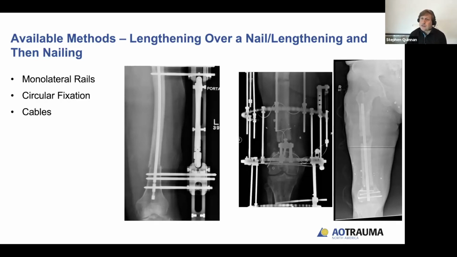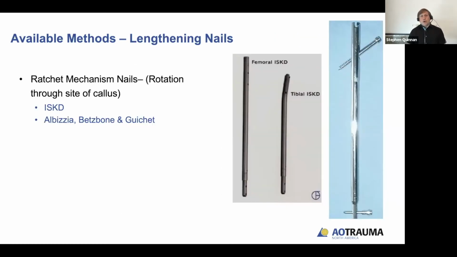That being said, there have been some further developments. So the movement away from using external fixation towards all internal fixation for lengthening really isn't a completely new phenomenon. We've had some devices that have been around for about 20-some years, starting with ratcheting rotational devices. So the ISKD and the Albizia and Betz-Bone-Gachet nails all work this way. Now, none of these are currently available in the United States, but they are used in other parts of the world at present.